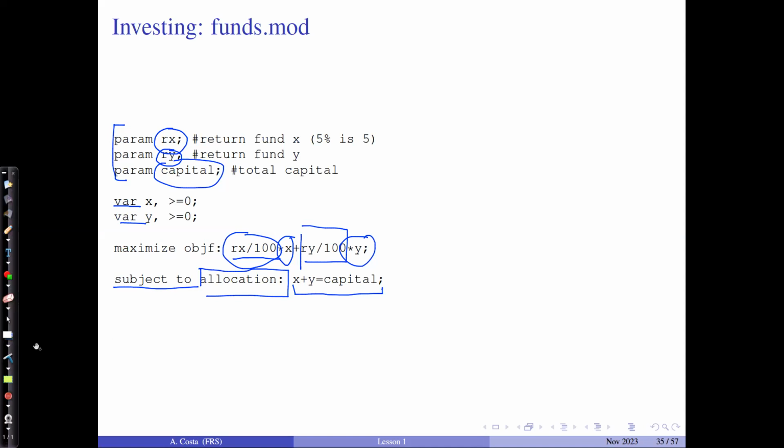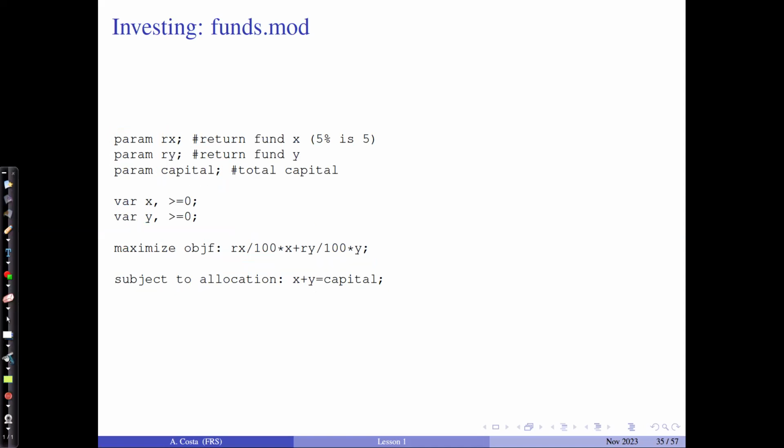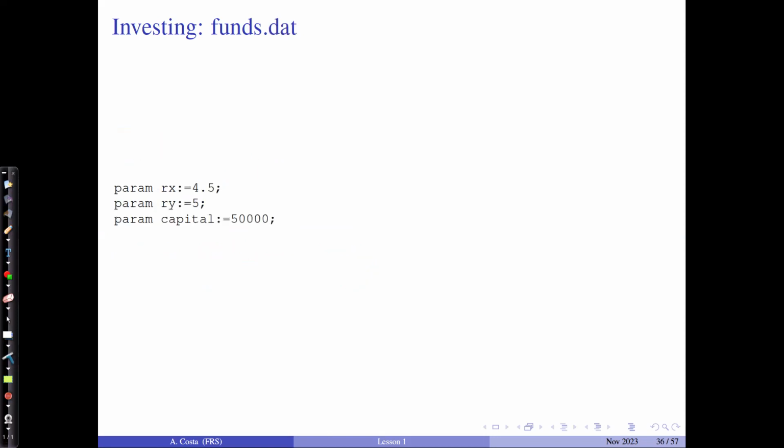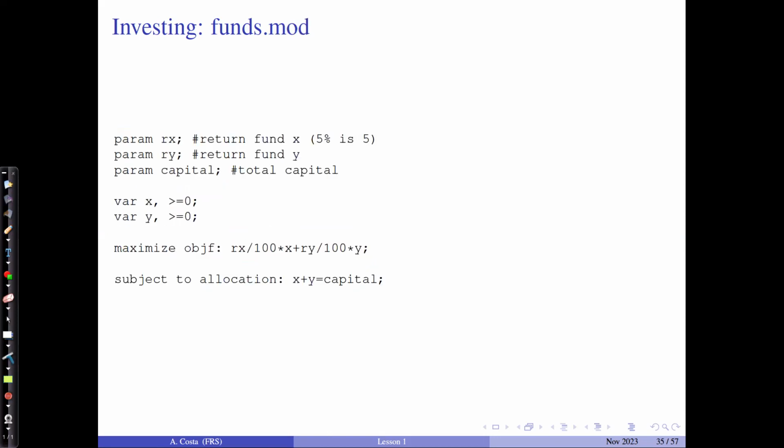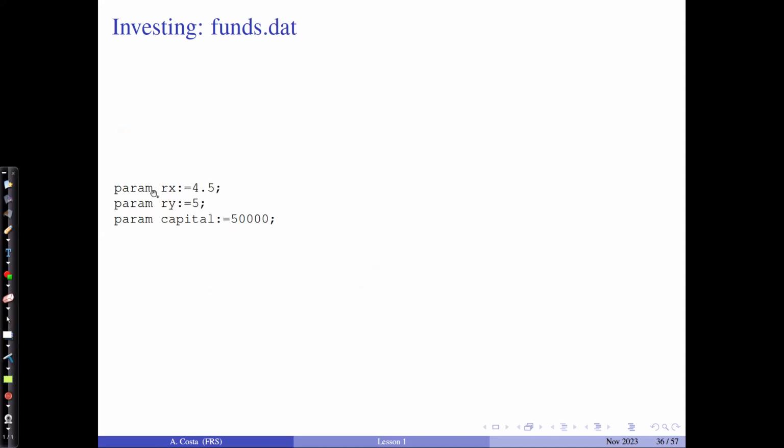Okay. Now, in this case, we have the data file. So we have Rx, the return of fund X, is 4.5, Ry is 5, and capital is 50,000.